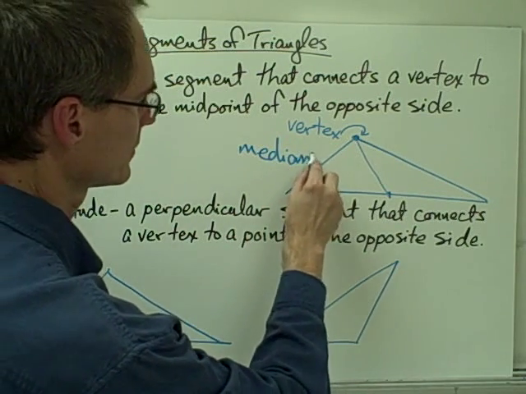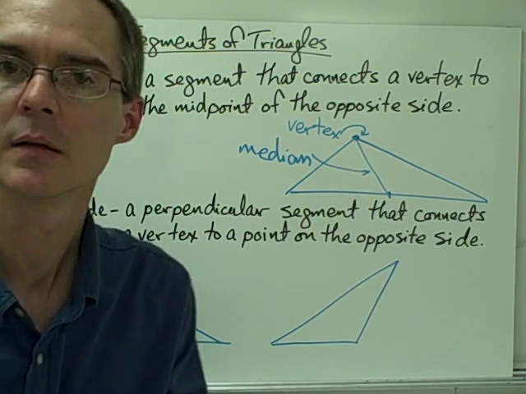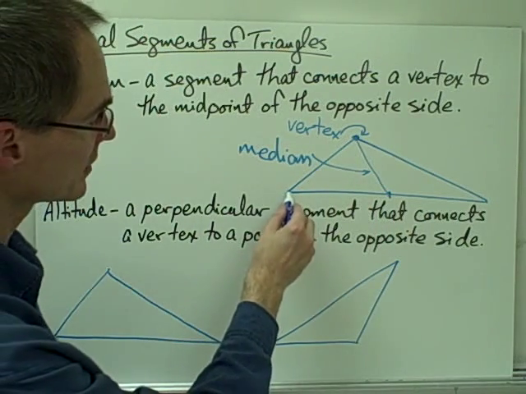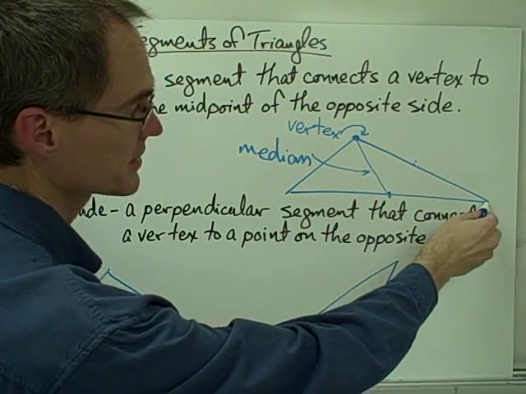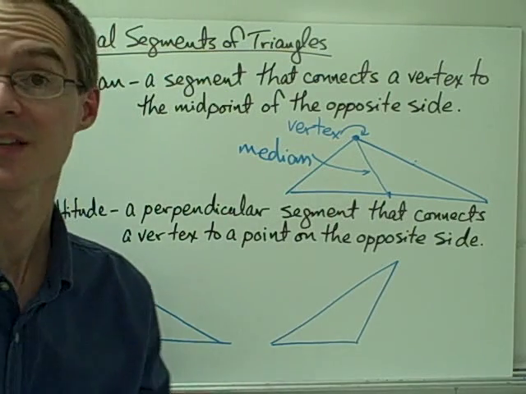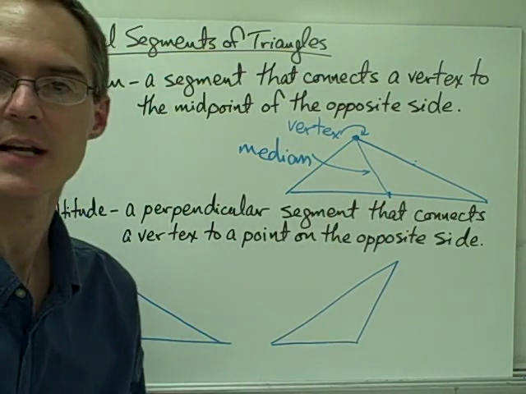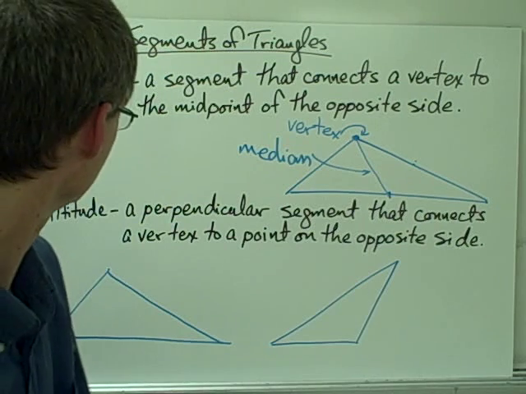And this segment is the median of that triangle. I could also have drawn the median from this vertex to the midpoint of its opposite side, or from this vertex to the midpoint of that opposite side. Then I'd have 3 different possible medians that I could draw for any triangle.